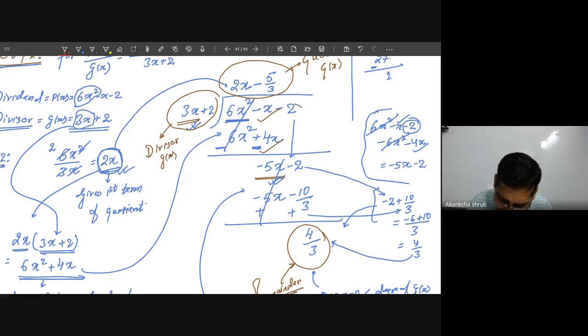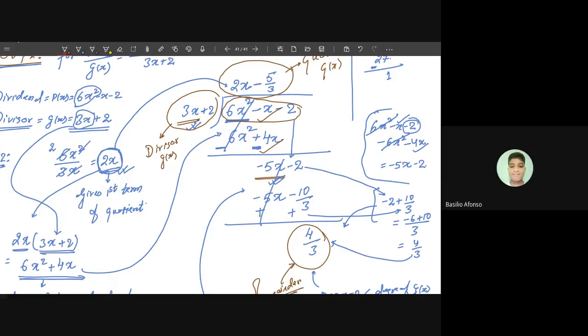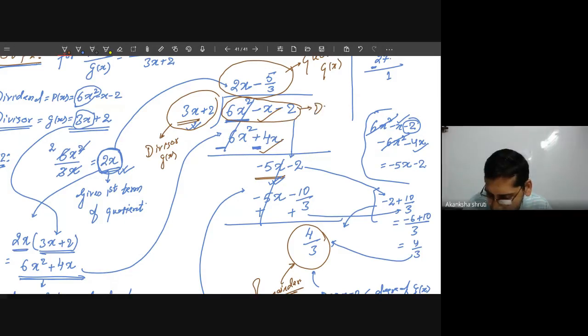And whatever this term is, it is the dividend.